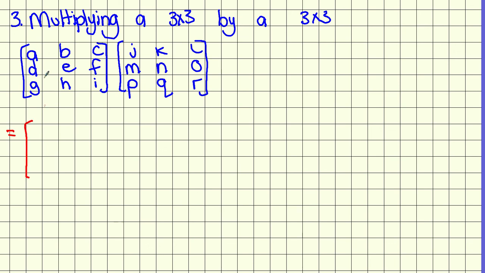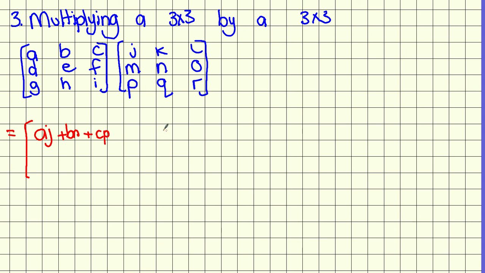Okay, so I want the top left hand one. Okay, so I'm going to have row 1, column 1. So my left finger is starting on A. The right finger is starting on the J. Okay, multiply those two together. So A times J gives you AJ. Left finger moves along. Right finger moves down. Okay, so I'm now at the B, M. So I'm going to add the multiple of B and M. Left finger moves along to C. The right finger moves down again to P. So plus CP. Right, and that's your top left hand corner.